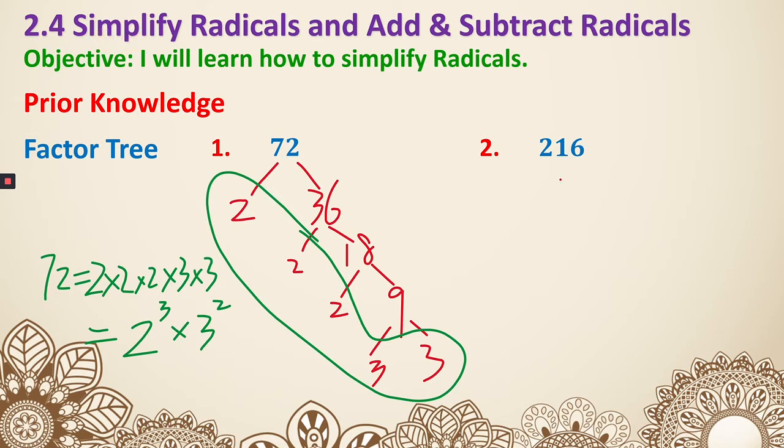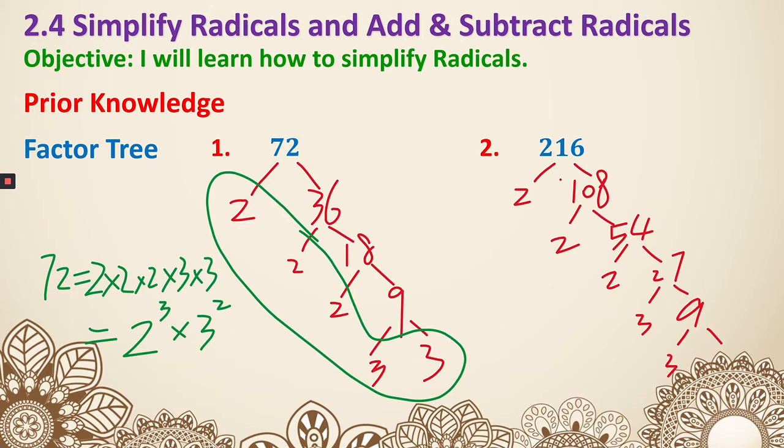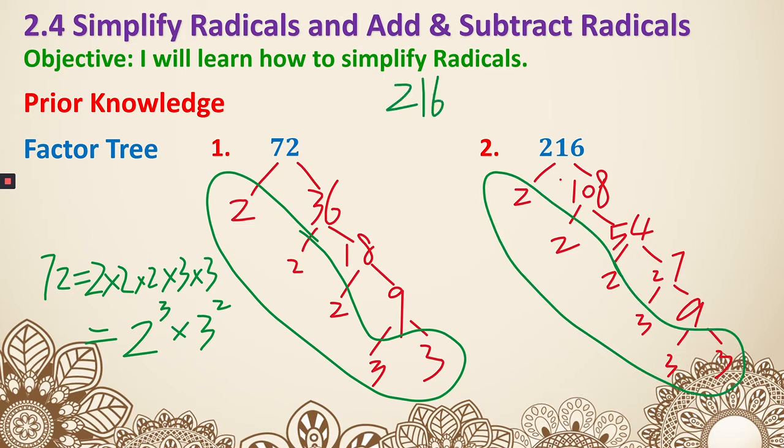Now let's work on 216. Same thing, it's even, we're going to take out a 2, we are left with 108. Take out a 2, left with 54. Take out another 2, left with 27. Take out a 3, left with 9. Now that's 3 and 3. I'm going to take all the numbers that are not branching out anymore. So 216 can be written as 2 times 2 times 2 times 3 times 3 times 3, and the exponential form is 2 cubed times 3 cubed.